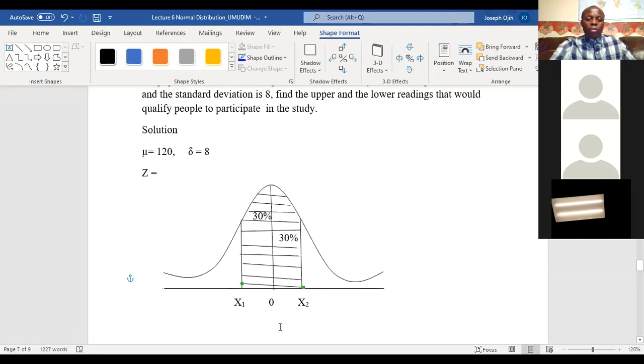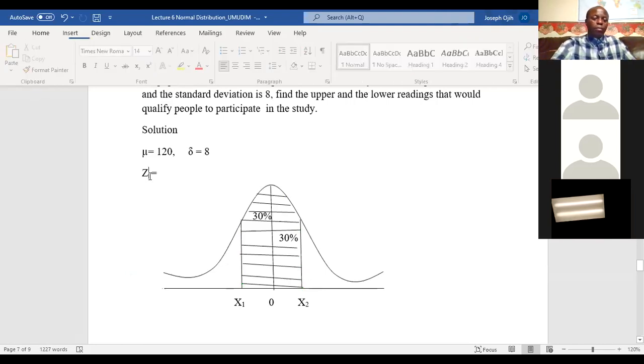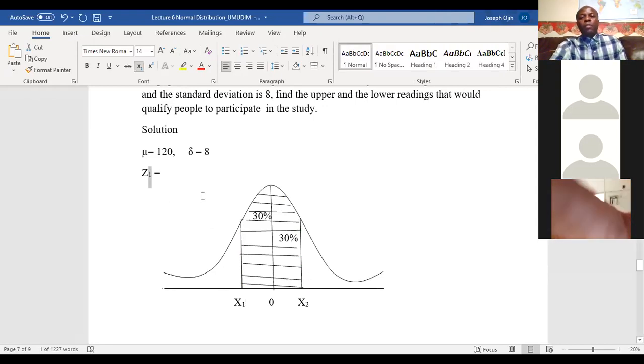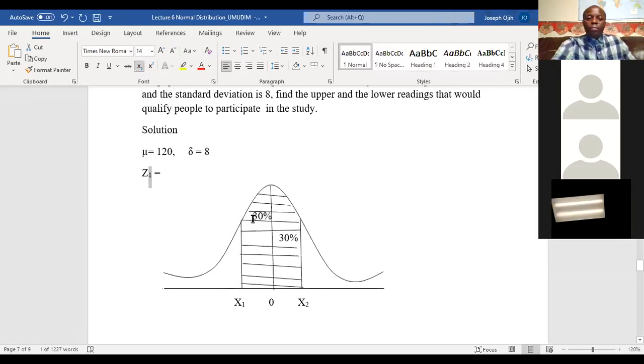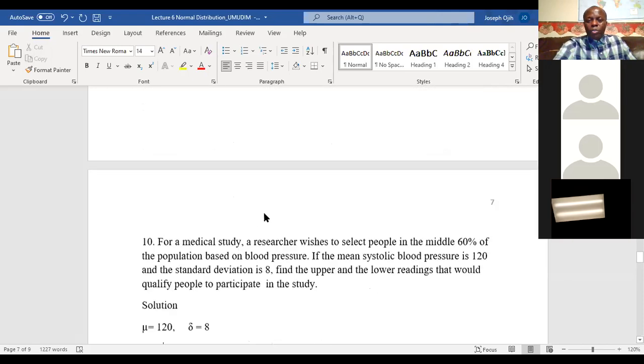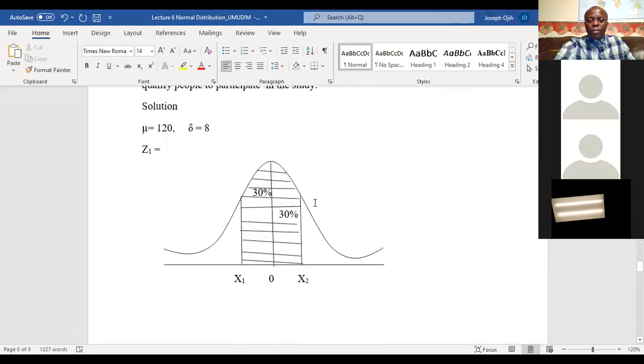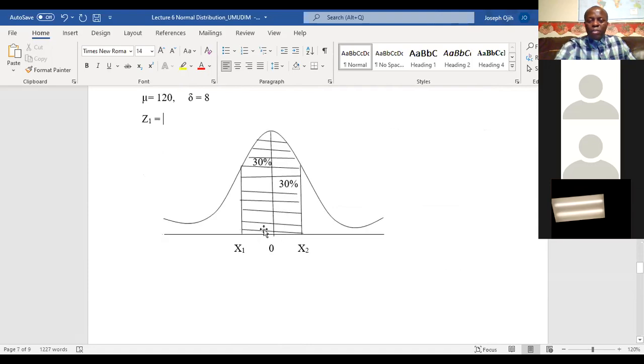So we need to get x1 and x2. That means we need to get z1 and z2. But the good thing is that once we get z1, we already have z2 because this is symmetric. They already give you 30% as the probability. And unlike the tail case, where we need to subtract 0.5, this one is not in the tail. It's from 0 to x1 and 0 to x2. So that means we just use 0.3000.